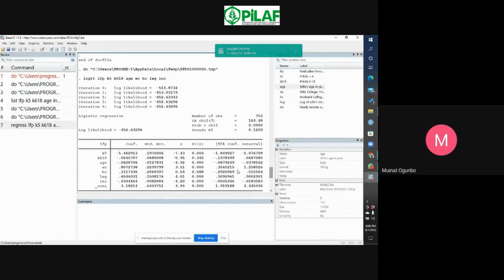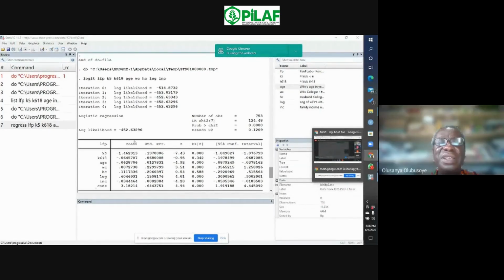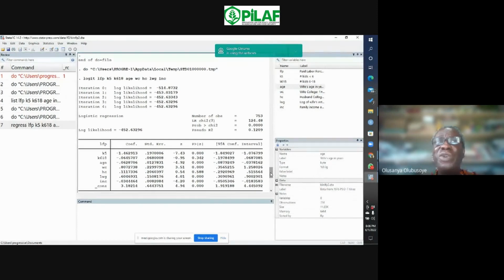Do we interpret as probability or the likelihood of participation? Yeah, this one I'm saying we will still interpret in terms of odds. Actually, interpreting in terms of odds ratio is the recommended one. But sometimes we also want to predict the probability of the dependent variable, in this case, women participating in labor force.